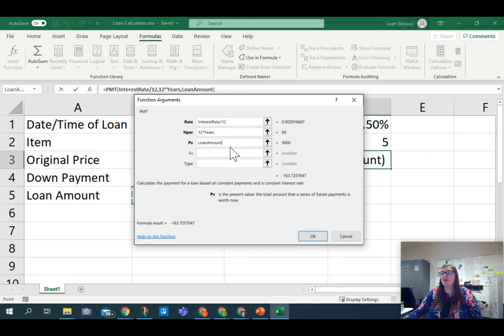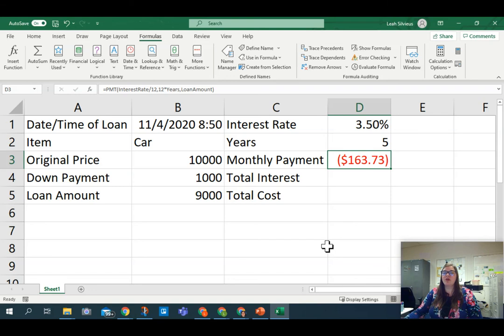And then I take what I currently owe. I'm going to be paying out $163.72 every month. And it's a negative number because I'm paying it out, right? I'm losing money. So I'm going to hit OK, and it will calculate that amount. It'll put it in parentheses and red because that's the accounting format for negative money, or money you're losing.